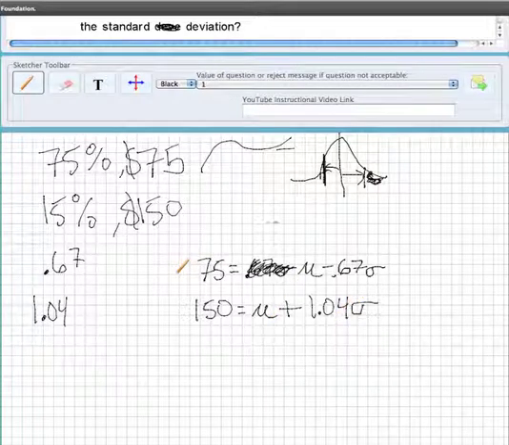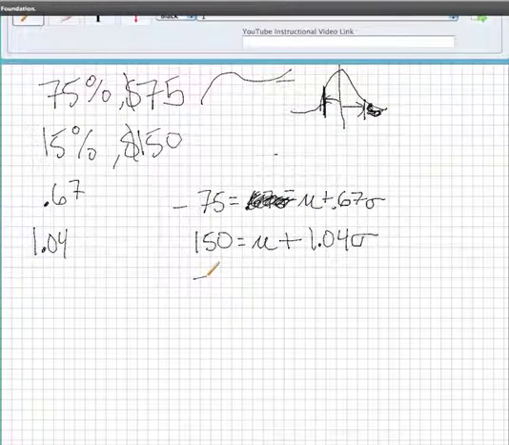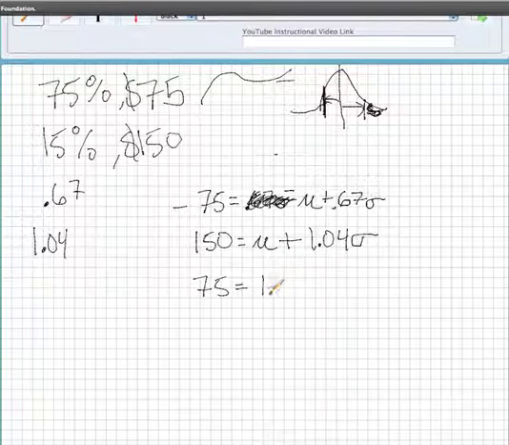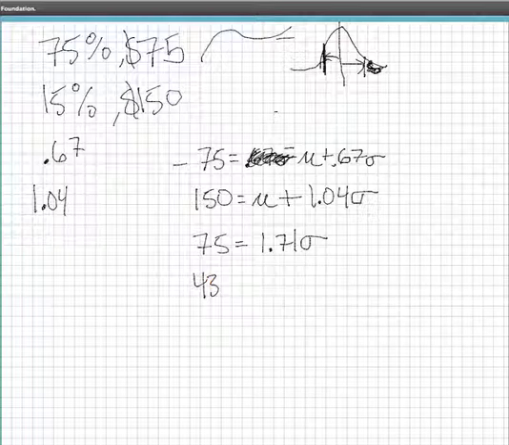So I'm going to multiply the top by -1. So it's negative mu plus that. Add them together, I get 75 equals 2.07 sigma, or those standard deviations. So sigma is going to equal 43.9 once we divide it. So there's our standard deviation.